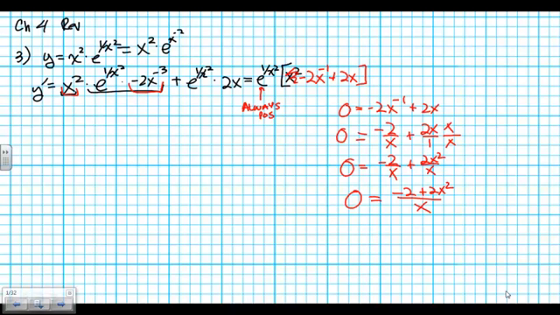Where are my critical values? One at 0. At 0, the derivative is undefined. And the other ones are going to be at 1 and at negative 1. Negative 1 squared is going to give me a positive 1. So I've got values where the derivative may change sign at 0, at negative 1, and at positive 1. And then my question is, what kind of values do we get?